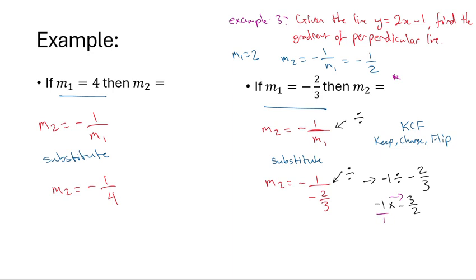So if you remember correctly, another way of writing negative 1, or writing a whole number, is just putting it over 1. So if I do that, the fractions can multiply like normal, and I end up getting positive 3 over 2 because negative times a negative is a positive. That means m2 equals positive 3 over 2, and that's it.